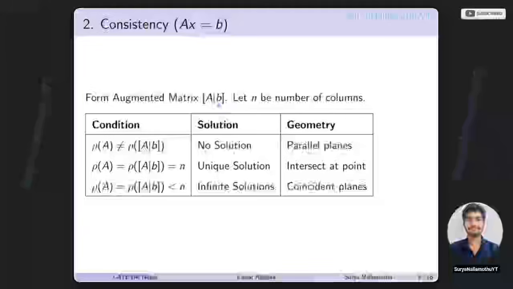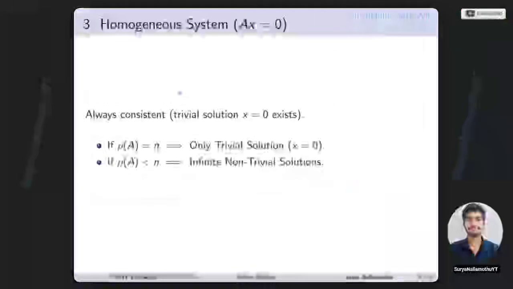For the augmented matrix, here these are the relations. For no solution, rank of A is not equal to rank of A|B. For a unique solution, rank of A is equal to rank of A|B is equal to n. For infinite solutions, rank of A is equal to rank of A|B less than n. So it means coincident planes are there. Here, with no intersection point, it is the parallel planes. For a homogeneous system, if rank of A is equal to n, it has only the trivial solution. Rank of A less than n, it is infinite non-trivial solutions.